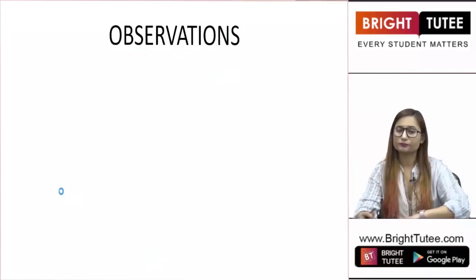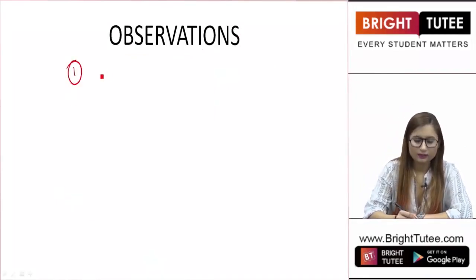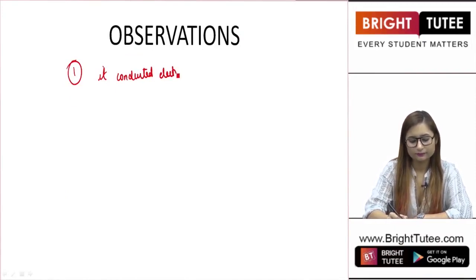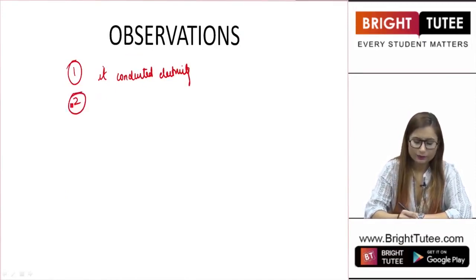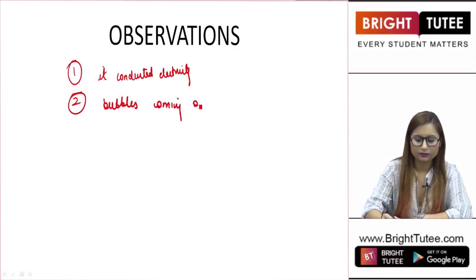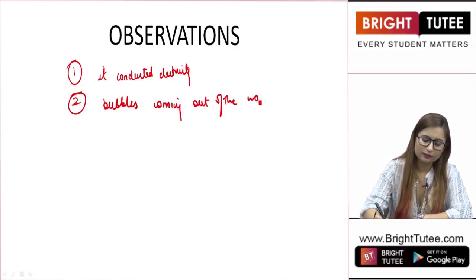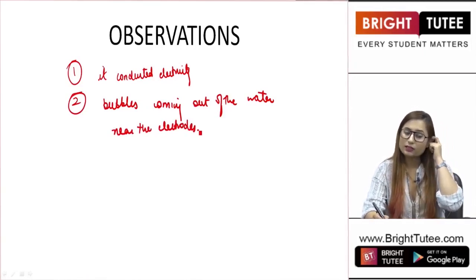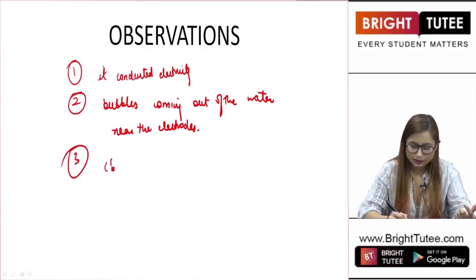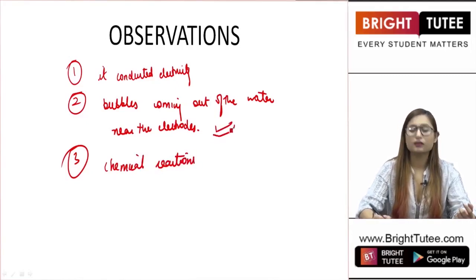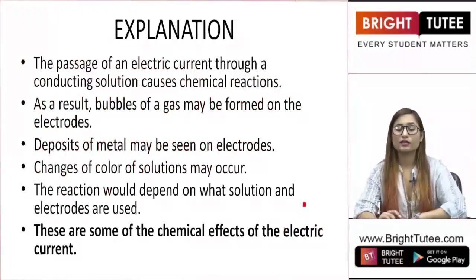So students, the observation that we made was that it conducted electricity, right? Second observation was that there were bubbles coming out of the water near the electrodes, right? So now you have understood what the 2 observations are and what main conclusion we draw: that there are some chemical reactions happening due to which we see the bubbles. Now students, what is the explanation to this?